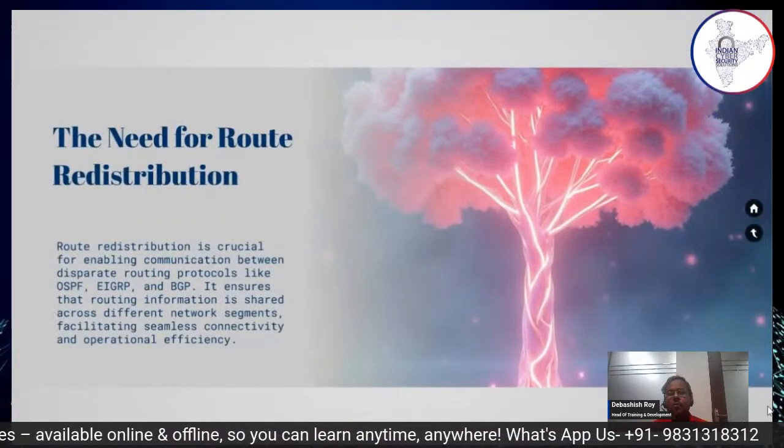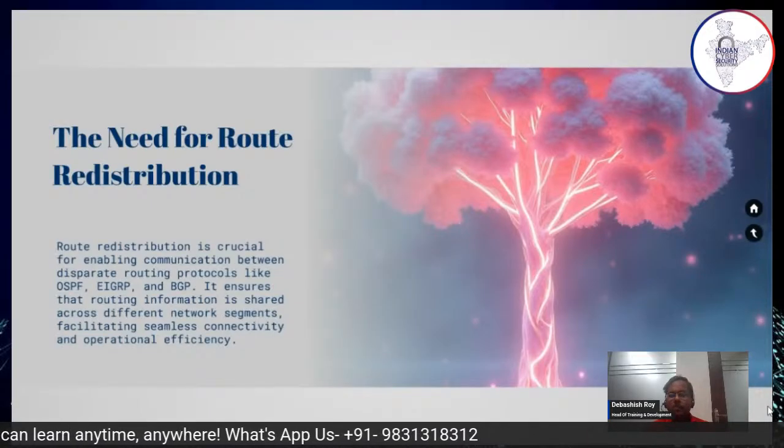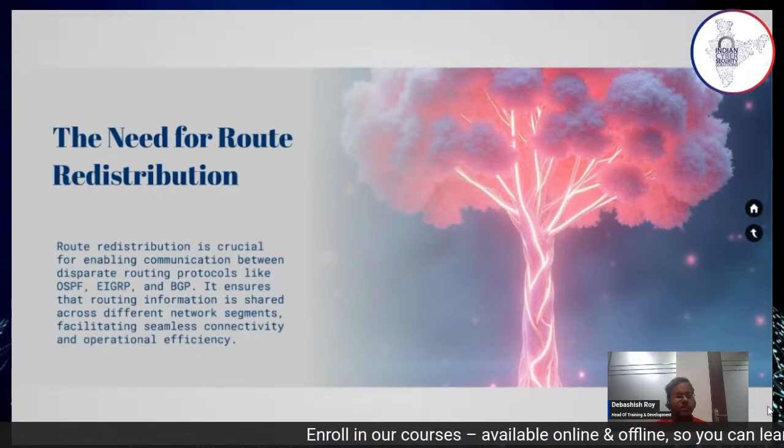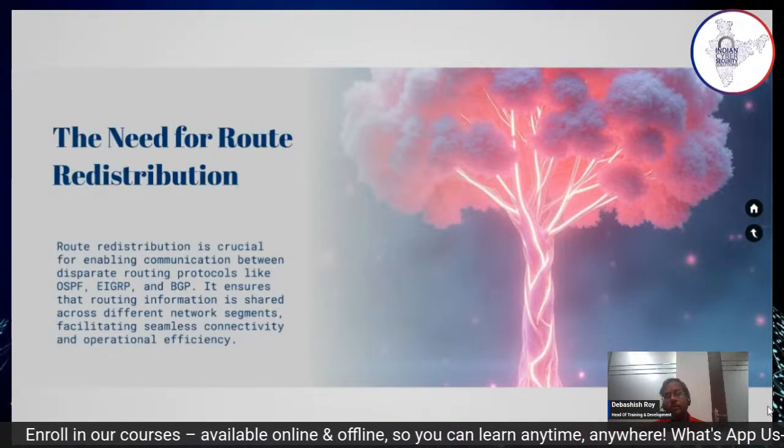Now, the need for route redistribution is there. Route redistribution is crucial for enabling communication between disparate routing protocols like OSPF, EIGRP, and BGP. It ensures that routing information is shared across different network segments, so it supports route redistribution as well, like EIGRP and OSPF.